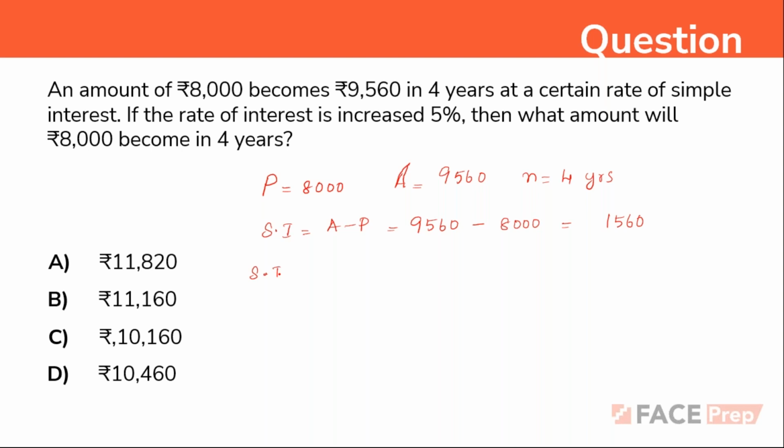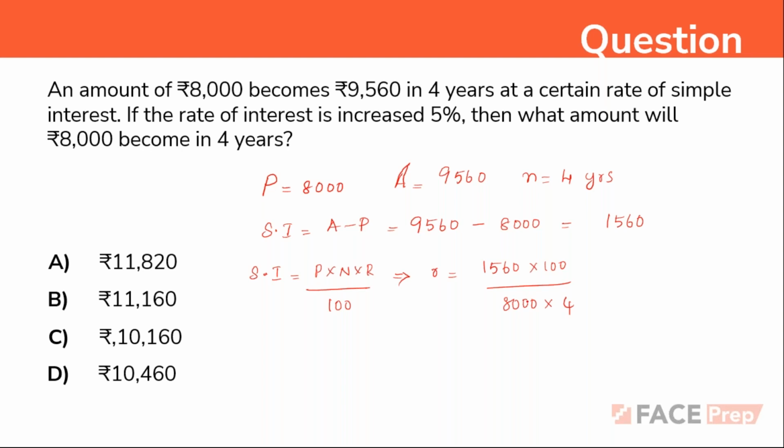We all know the formula to calculate simple interest, right? The formula is P into N into R divided by 100, where P is the principal amount, N is the number of years, and R is the rate of interest. From this, we can calculate the value of R. So R is SI into 100, that is 1,560 into 100 divided by the principal amount 8,000 into number of years 4. If you calculate here, you will get the value of the rate of interest, that is R.